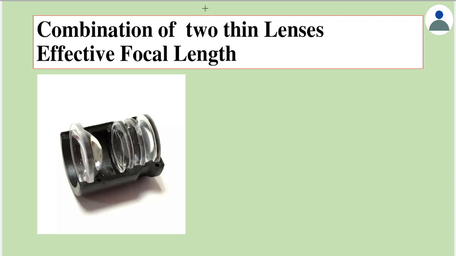The next topic is to find effective focal length. There can be instances where we need some focal length, or we can combine a few lenses. We cannot make a lens of all possible focal lengths. So if you want some value, in that case we can combine the lenses.